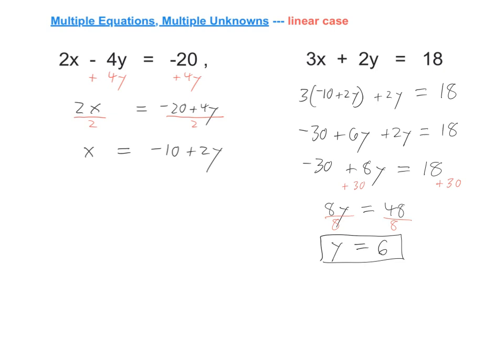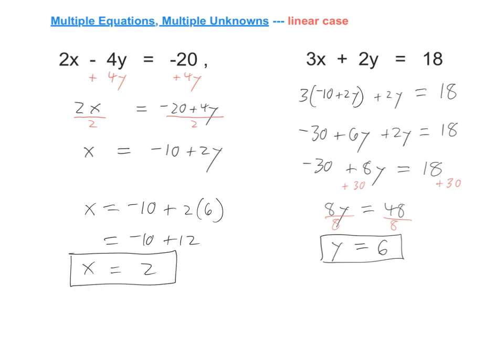Now I go back over here, and I can use this to solve for x. So here I discover that x is going to equal negative 10 plus 2 times y, but I just determined that y is 6. So this is equal to negative 10 plus 12, which equals 2. So in other words, x equals 2. So that's my solution to these two equations. X is 2, y is 6.